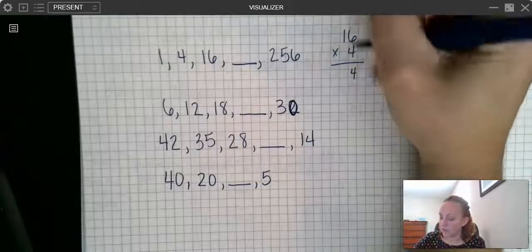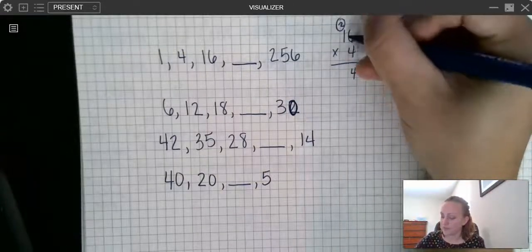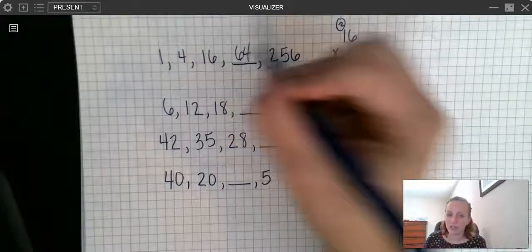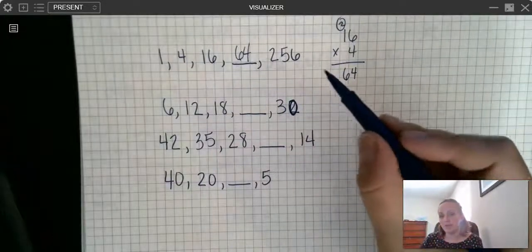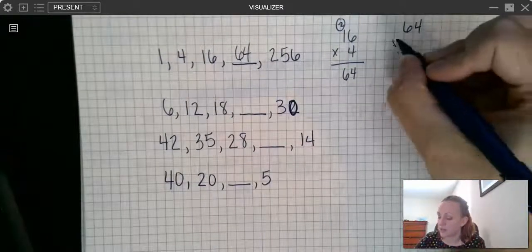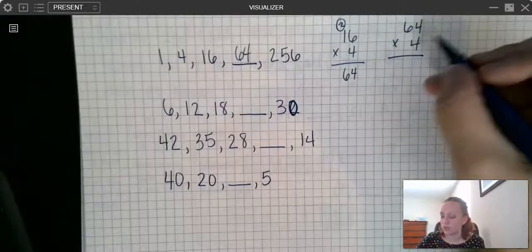Right, the 4 we group by 2. 4 times 1 is 4, plus 2 more is 6. So 64 could go here. And if I wanted to double check and make sure that I'm correct with my pattern, I would try out and make sure 64 times 4 equals 256.